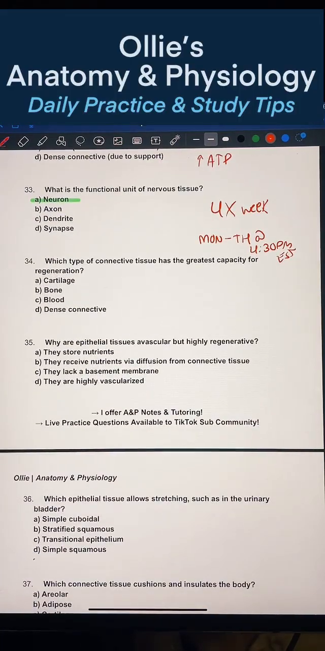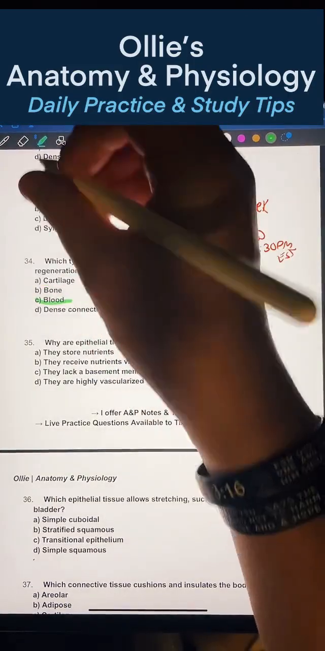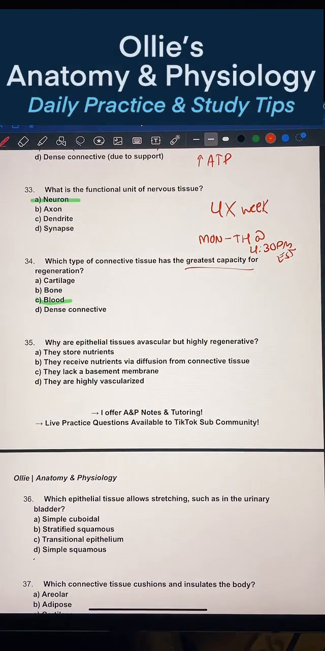Number 34, what type of connective tissue has the greatest capacity for regeneration? Among connective tissue, which one would it be? Like we mentioned, epithelial has the greatest capacity for regeneration, but among connective tissue, what would that be? A, B, C, or D? Fantastic. It is C. It is blood. Remember, blood cells are going to constantly regenerate from bone marrow stem cells.